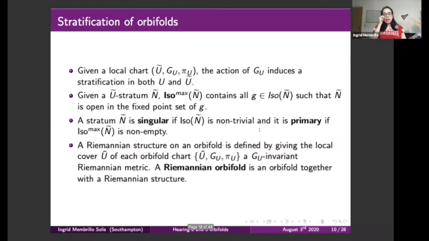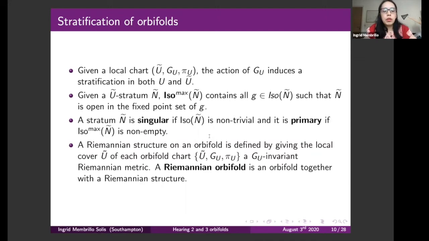Okay, so now we can also define or assign a Riemannian structure to an orbifold, and it is defined by giving the local cover U tilde for each orbifold chart an invariant Riemannian metric. So in this case, we just let the actions of the local groups be isometries. And here the Riemannian orbifold, we will say, is an orbifold together with a Riemannian structure.